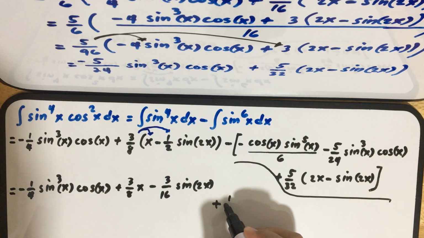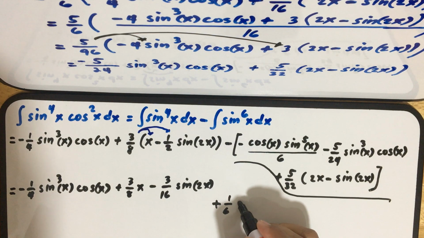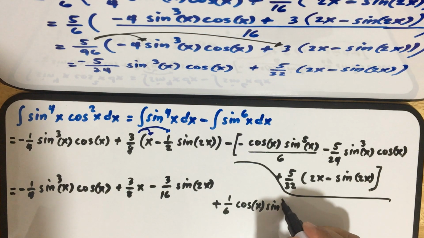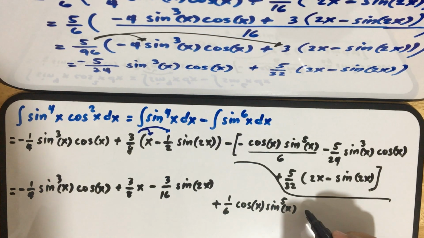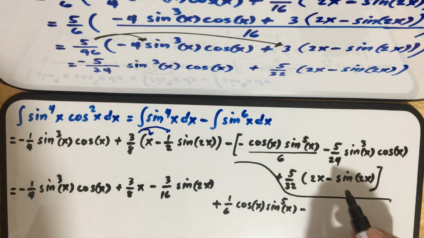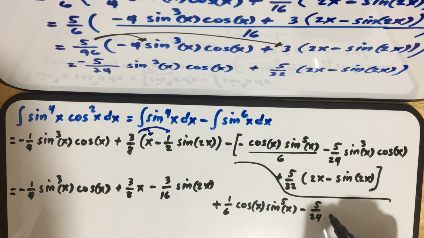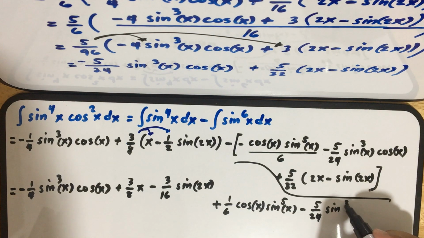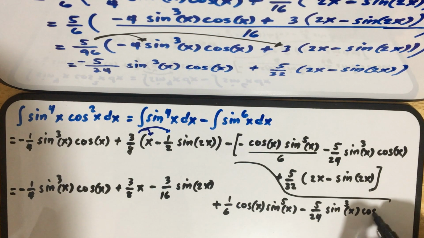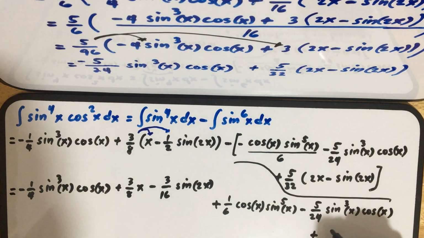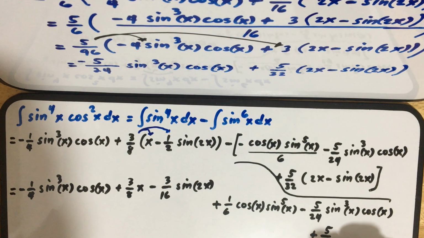and we can write this as 1/6 instead of putting it as the denominator. So we can write it as 1/6 cosine x times sine to the 5th power x, then minus this one, 5/24 sine cube x cosine x, then plus this one, 5/32 times 2x minus sine 2x.